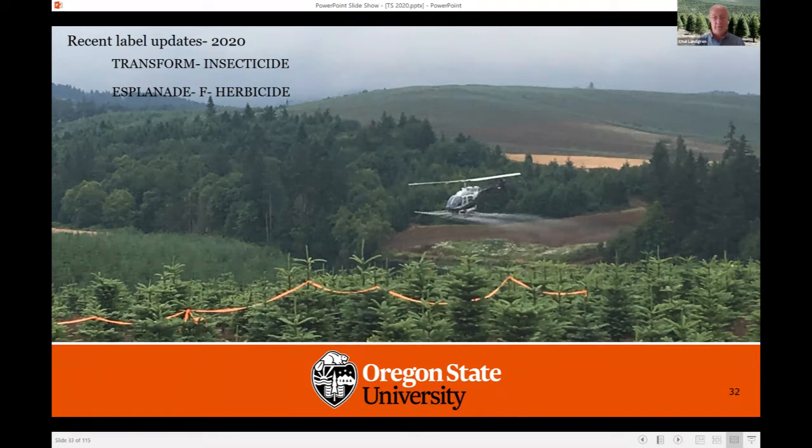It's one that we were doing some helicopter trials on some fields of Mackenzie noble fir in the Silverton Hills area. Tyler and Ben Stone were very helpful in helping us on this trial. So this last year, we were successful in getting Christmas trees added to the Transform insecticide label. It's probably one of those that might be looked at as a substitute for Lorsban.